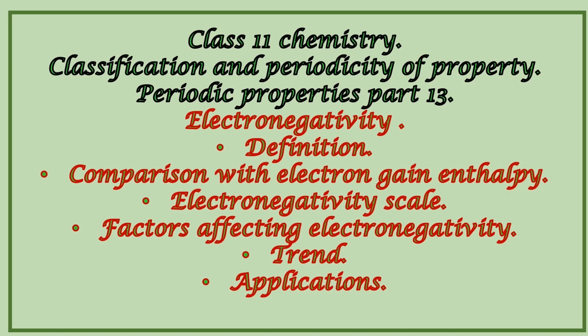We are continuing class 11 chemistry, classification and periodicity of properties. Periodic properties, part 13. Under this we will be discussing electronegativity. The subtopics are definition, comparison with electron gain enthalpy, electronegativity scale, factors affecting electronegativity, trend of electronegativity, applications of electronegativity. Watch the video completely in order to get all points clear.